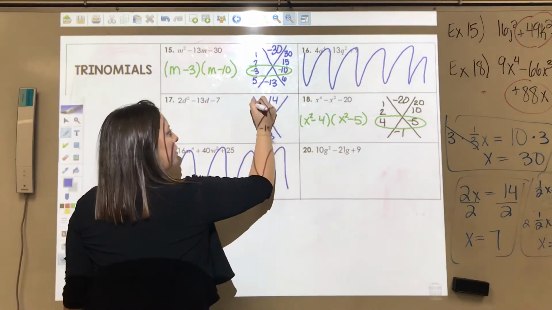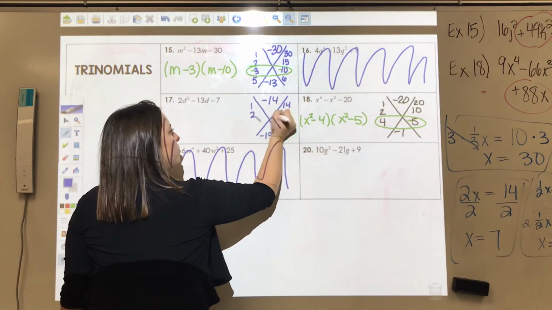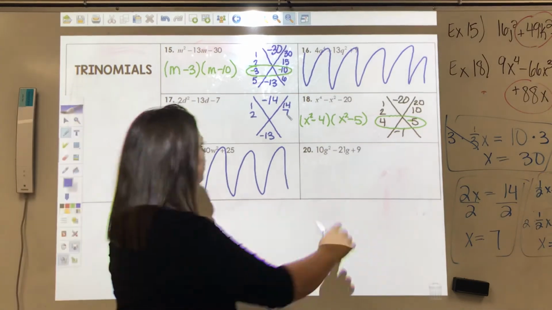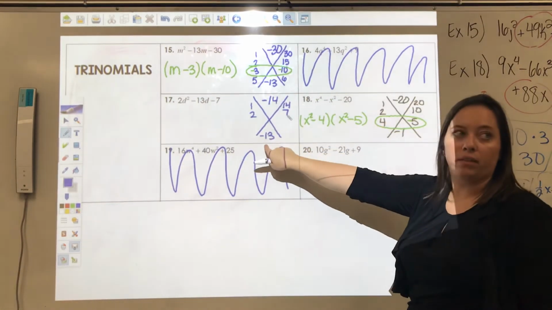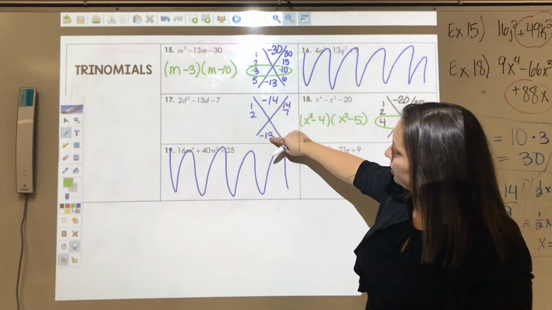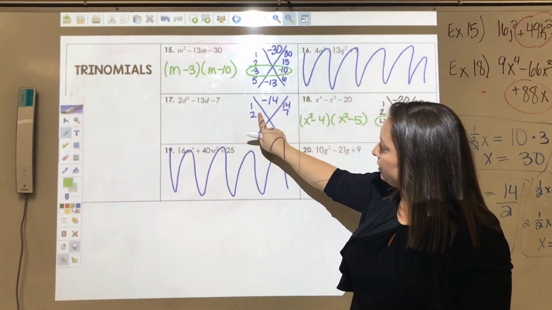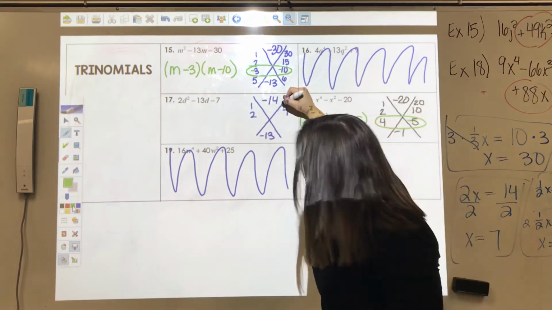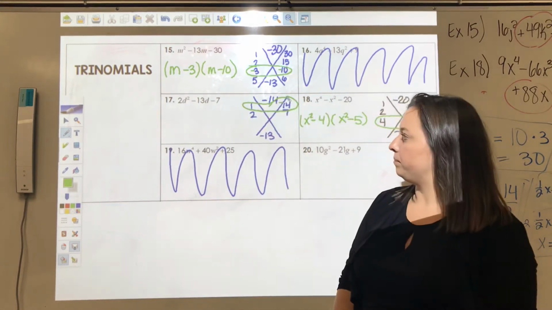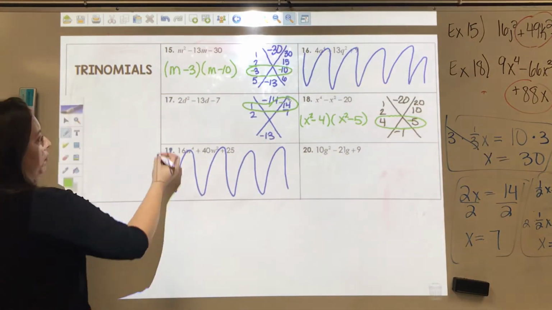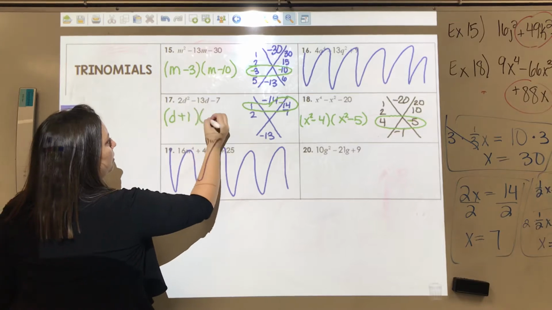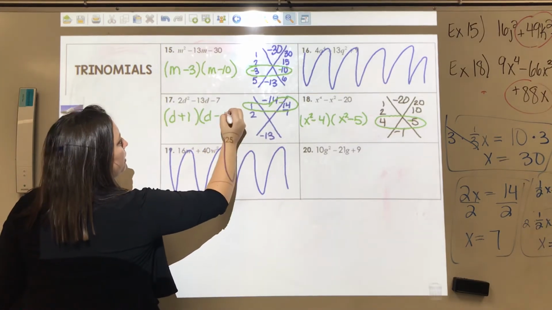All right, our factors of 14 are 1 times 14 and 2 times 7. That's it. Out of these two pairs, how can we get a negative 13? 1 minus 14 is negative 13. Woo! So start it off like you normally would: d plus 1, d minus 14.